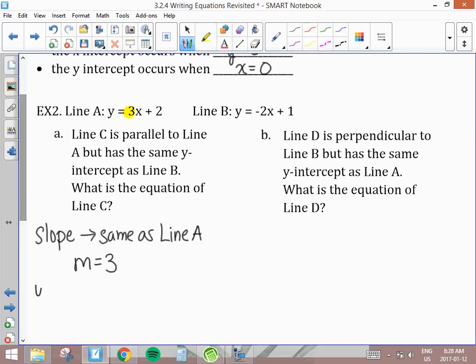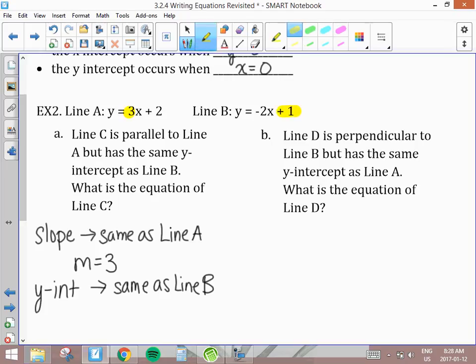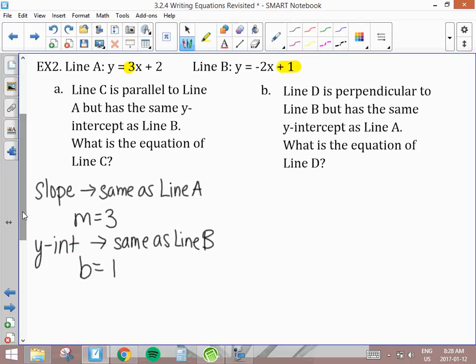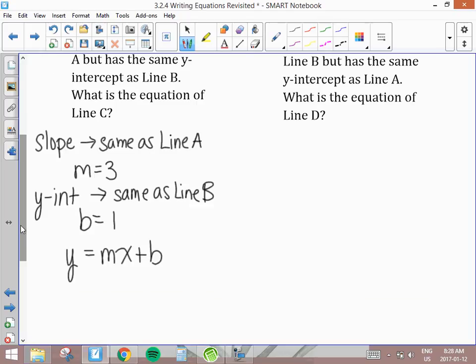Next, I'm going to take a look at the y-intercept. I know that the y-intercept is the same as line B. And so taking a look at line B, the y-intercept is positive 1, so my b value is positive 1. So it's easy now to put this together into an equation of a line. I know that y equals mx plus b, and my m value is 3, my b value is 1, and that is the equation of the line. This question did not ask me to put it into standard form, so I can stop there.